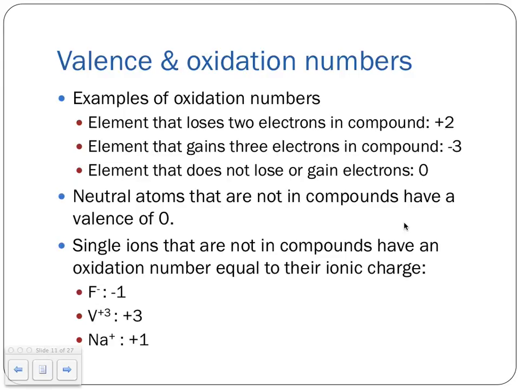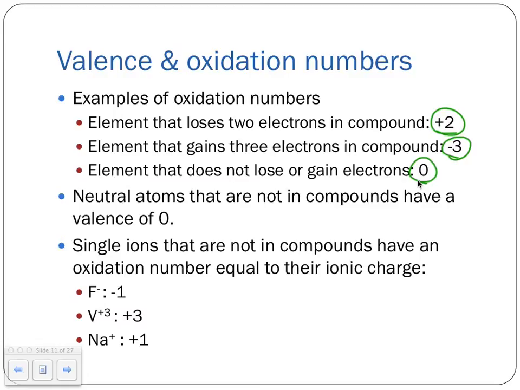So we gave some examples of oxidation numbers. An element that loses 2 electrons in a compound would have an oxidation number of +2, since it lost 2 electrons, has 2 more protons now, and has a positive charge of 2 plus. An element that gains 3 electrons in a compound has an oxidation number of -3, because it's gained 3 electrons, has 3 more negatives than it does positives, so it's overall -3. If we have an element that does not lose or gain electrons, it has the same number of protons and electrons, and an oxidation number of 0. Okay?